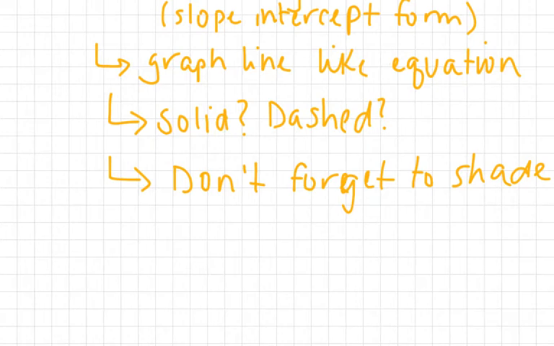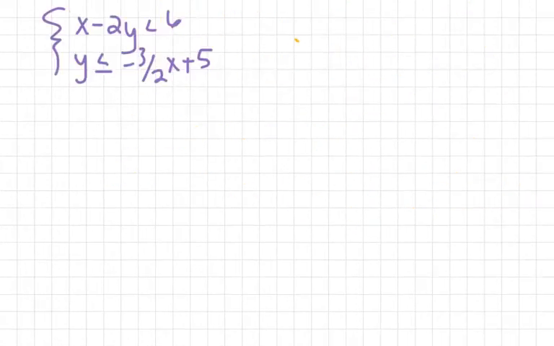So let's start with number 1. Here's my system. I have x minus 2y is less than 6, and y is less than or equal to negative 3/2 x plus 5. So let's start with this first equation and get it in the form of slope-intercept. So let's solve for y.